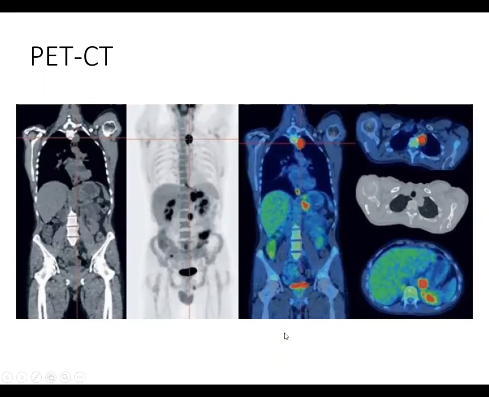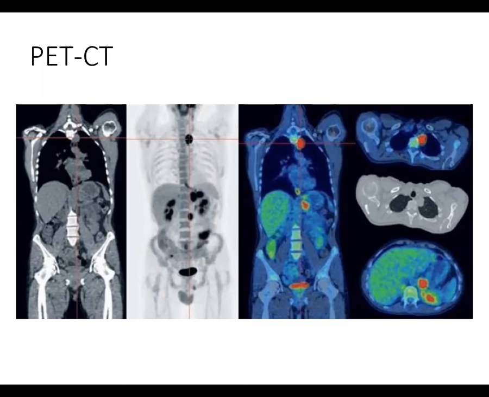Another more often used variant of the hybrid imaging is the positron emission tomography plus computed tomography, PET-CT, which is performed more often in case of non-urinary tract diseases like lymphoma, like thyroid gland cancer and so on, but sometimes it's also used in case of urinary tract pathology.